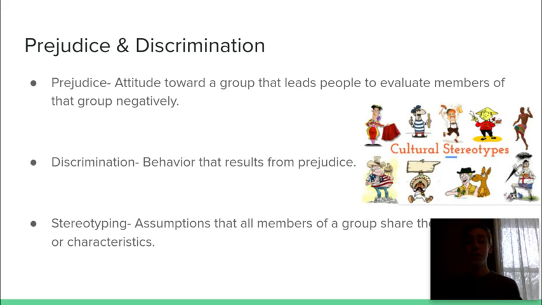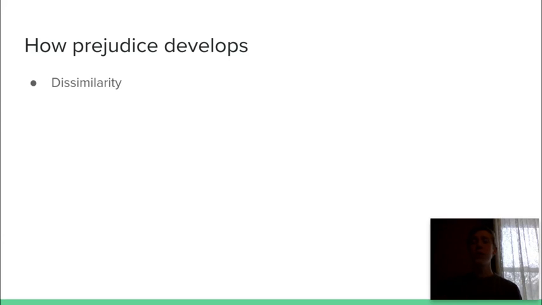Now, stereotyping is basically assumptions that all members of a group share the same traits or characteristics. So if somebody has a different view on something, you'll probably not like them. That makes perfect sense. Like, if I don't like how somebody smokes, I probably won't like them.